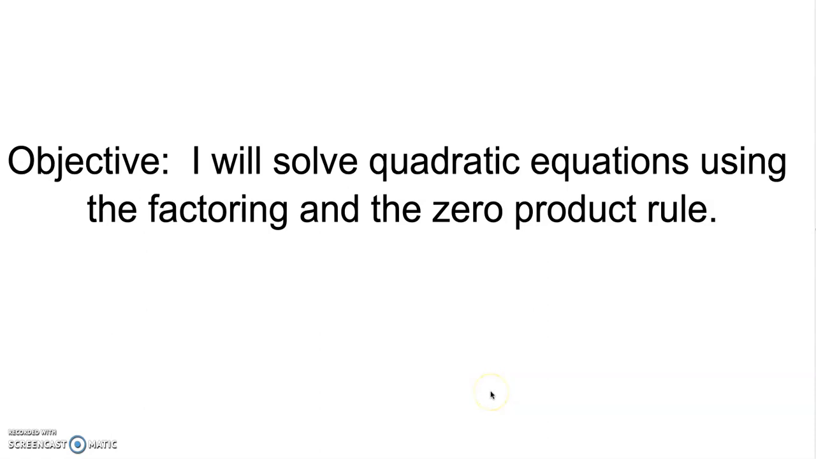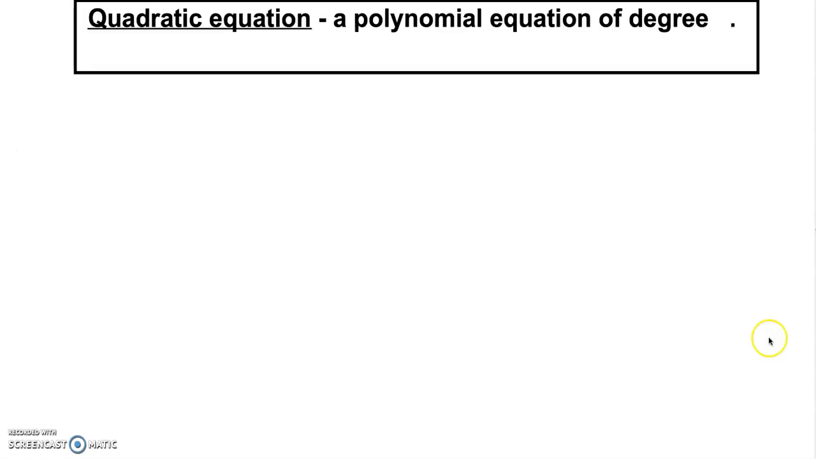In this video, we will solve quadratic equations using the factoring and zero product rule. So what is a quadratic equation? It's a polynomial equation of degree 2. You need to know what standard form looks like for a quadratic equation. Standard form is y equals ax squared plus bx plus c.